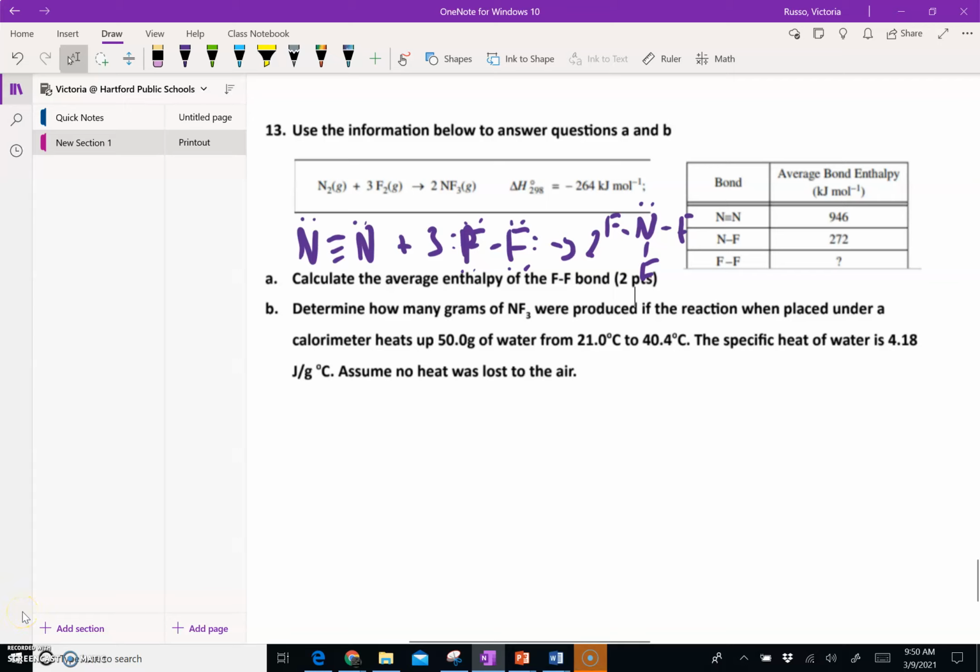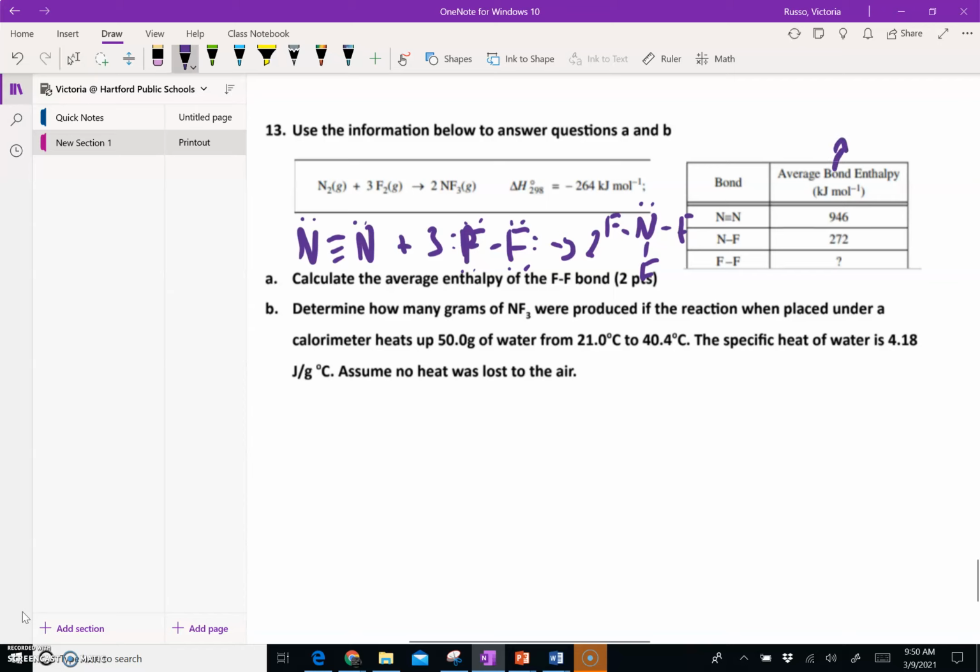Question 13 is about bond enthalpy, and the other way you can say bond enthalpy is bond dissociation energy. Again, you guys were confusing this on the test.